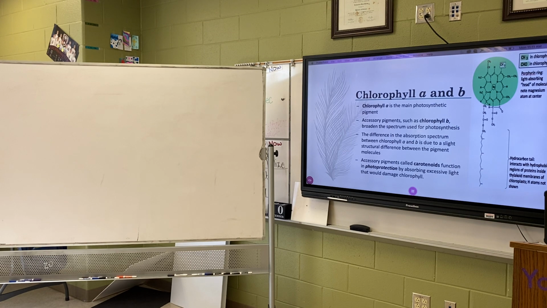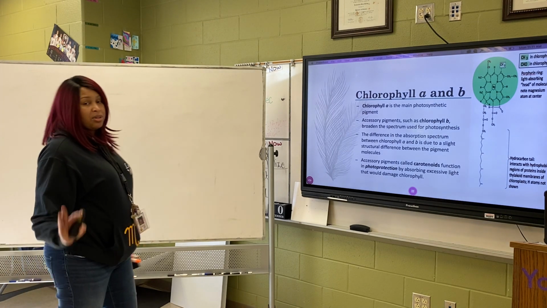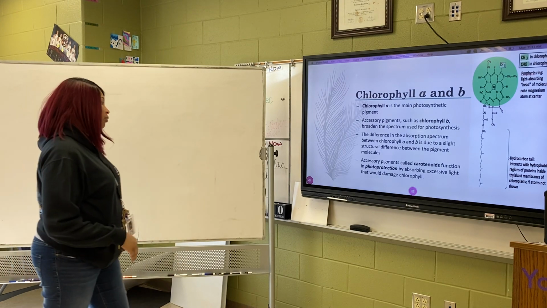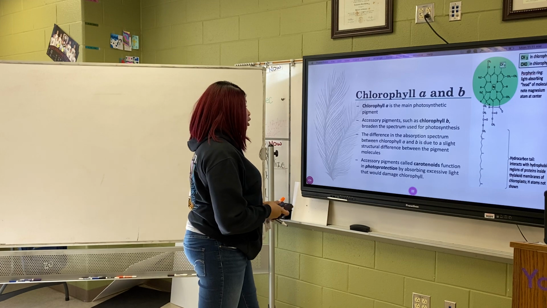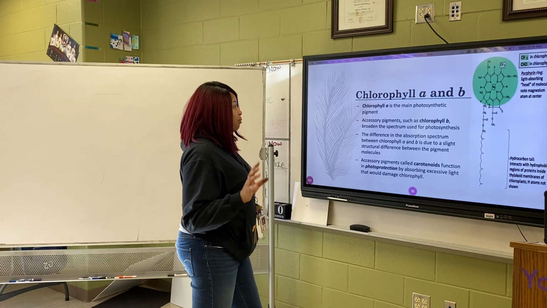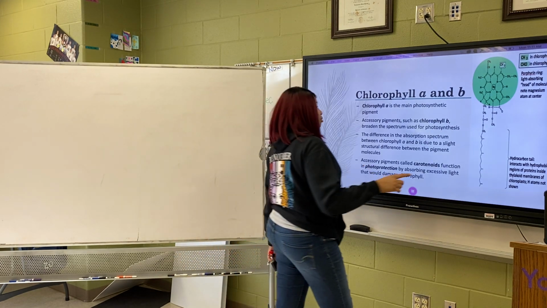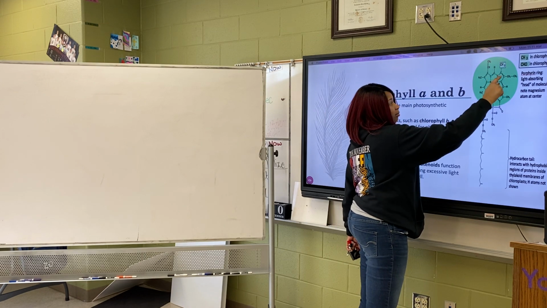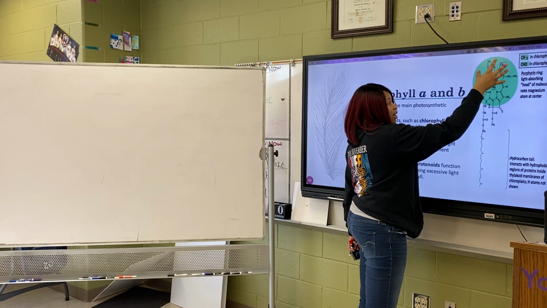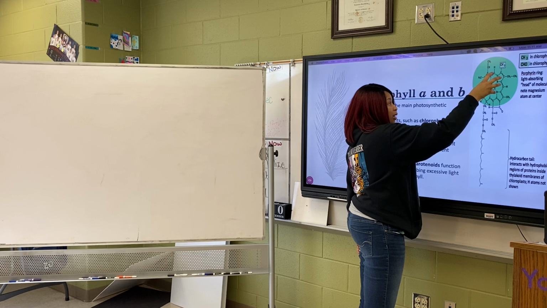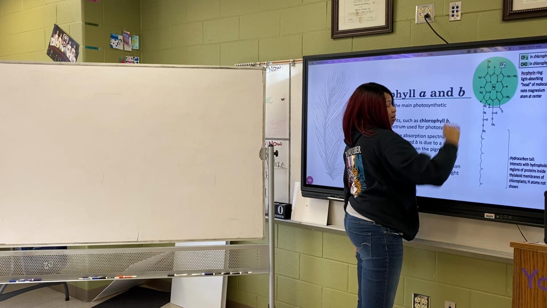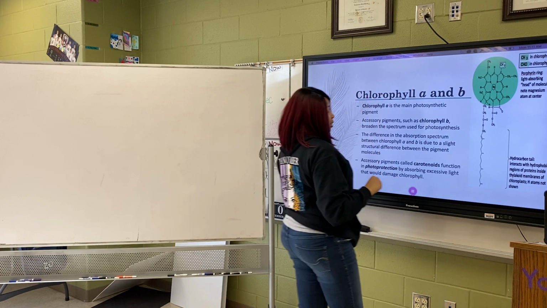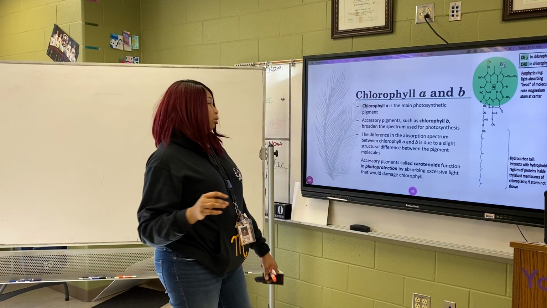All right, let's talk about chlorophyll A and B. So the main photosynthetic pigment is chlorophyll A. Chlorophyll B is what we call an accessory pigment. The difference between chlorophyll A and chlorophyll B is literally what's attached to this carbon. All right, in the head of the chlorophyll molecule, if it is chlorophyll A, there's a methyl group right there. If it's chlorophyll B, there's a carbon, hydrogen, and oxygen right there.